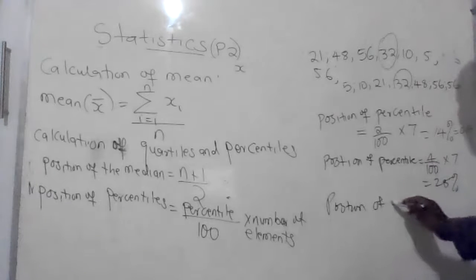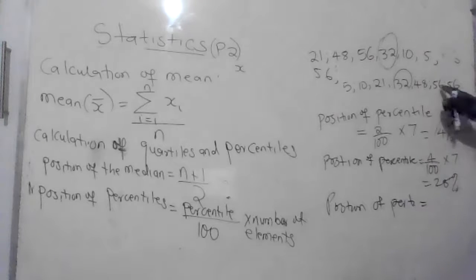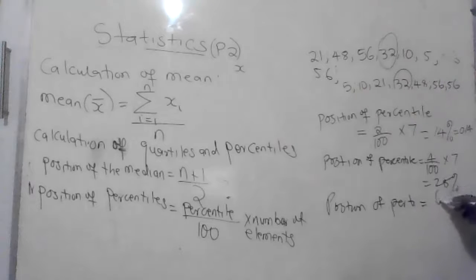And then the last one, the position of Q3. The percentile for Q3 is at which position? I think we find it to be 5, 6. So it's 1, 2, 3, 4, 5, position number 6. So it's 6 over 100 multiplied by 7, and that will be 42%. And this is how you calculate the percentile.